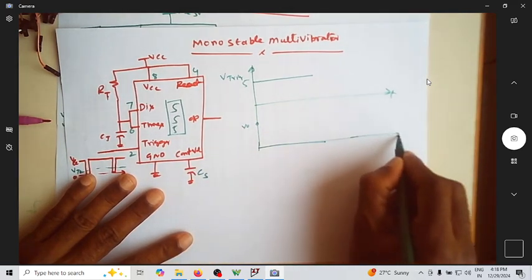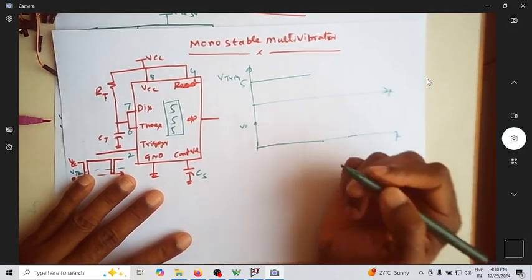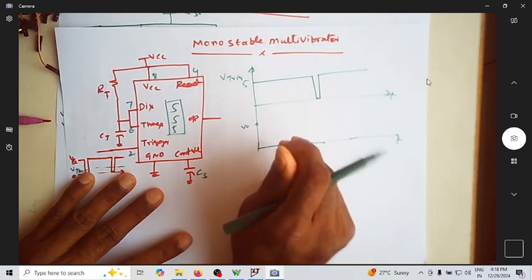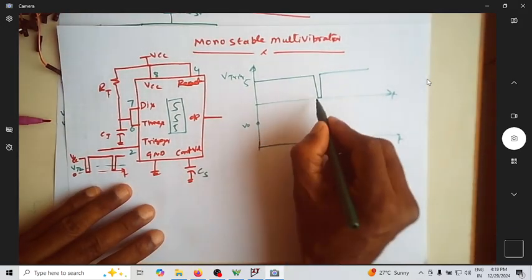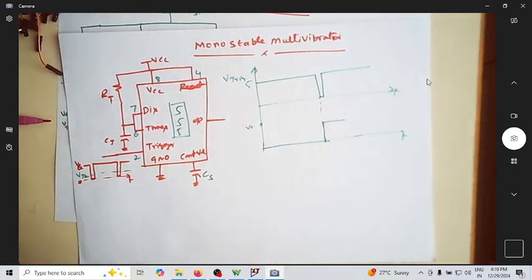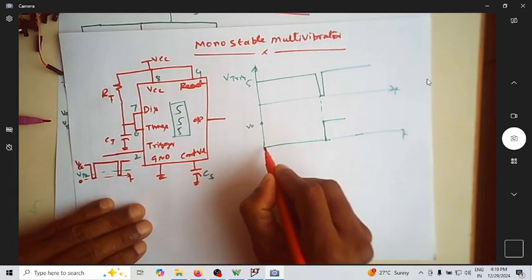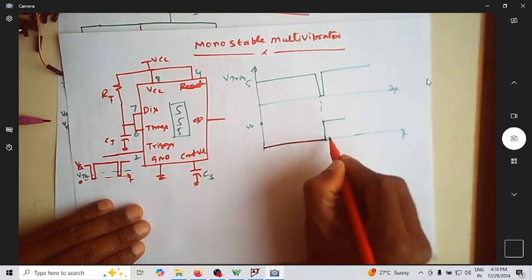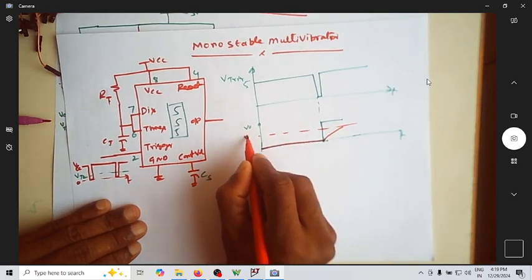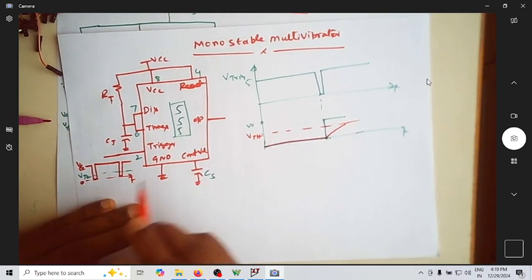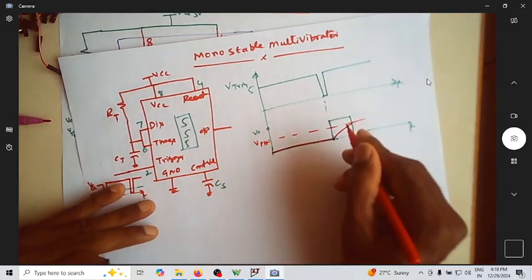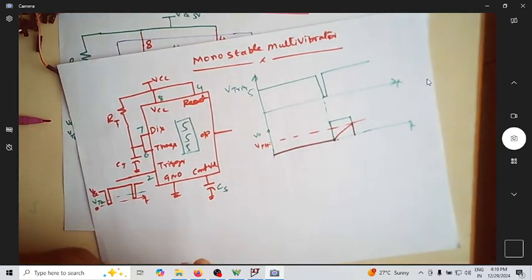So this is my output. Output will be 0 as long as I don't give a trigger signal. The moment I give a trigger signal, just give a pinch, the output goes to the quasi-stable state. How long? Till now the capacitor voltage was also 0. Now the capacitor starts charging. The moment the capacitor voltage reaches VTH, the output comes down to the stable state, and immediately the capacitor will discharge to ground.